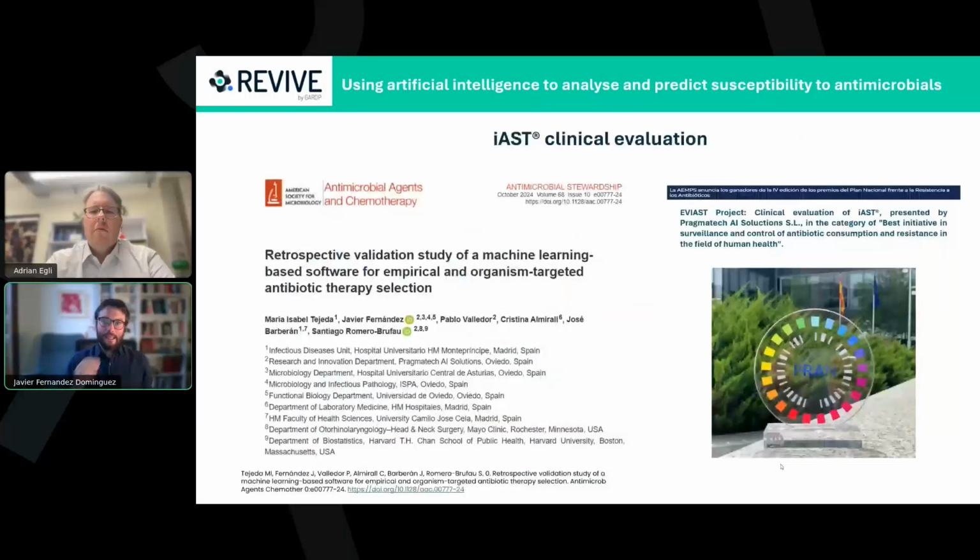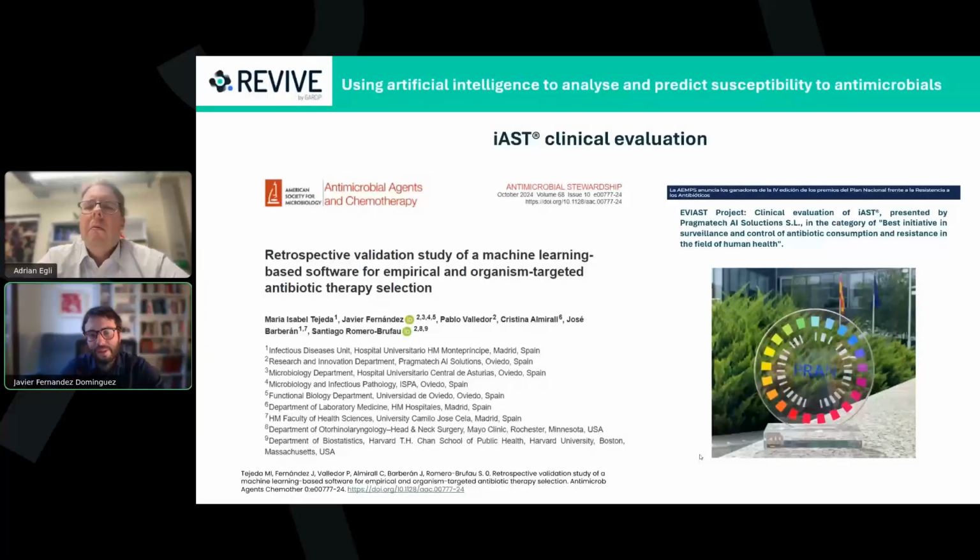So this is a medical device, so we have to demonstrate its accuracy, its effectiveness, and also its safety before commercializing. It's for that we carry out clinical trials. We performed a clinical trial in 12 hospitals in Spain. This clinical trial was led by José Barberán, who is a very important infectious diseases doctor here in Spain.